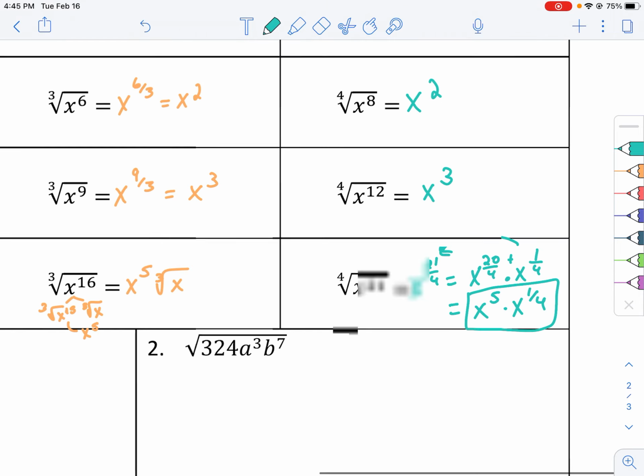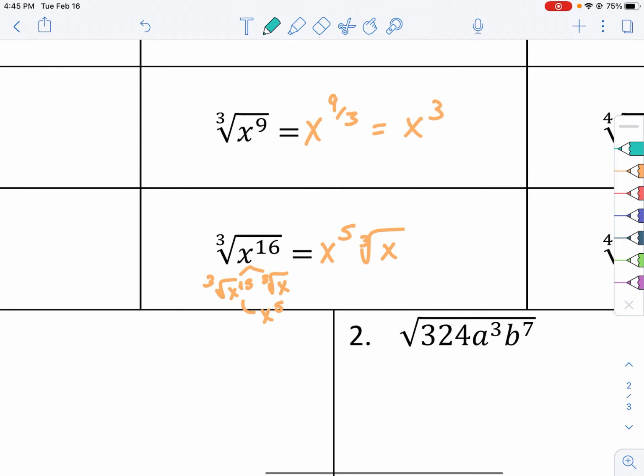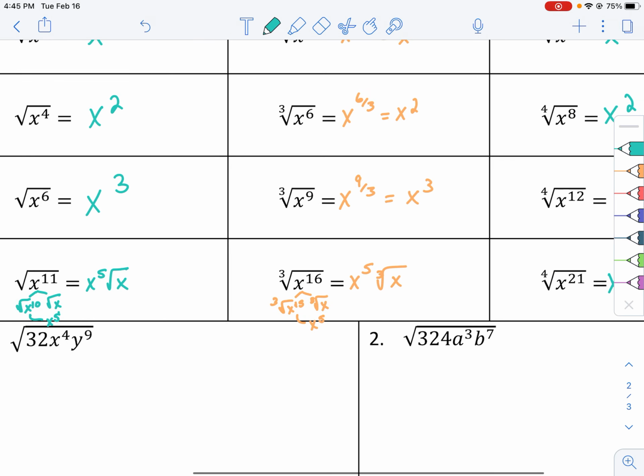So you have options when you're simplifying these. You can put it in its fractional form. You can leave it as its radical form. Both are great methods. So let's do some of these harder simplifying questions.